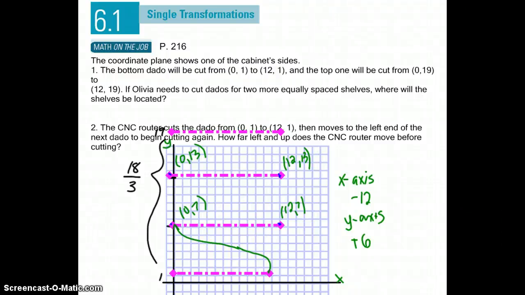Welcome back to Workplace 30. We're on to 6.1, which is titled Single Transformations. You can start by reading Math on the Job on page 216 and then checking in for the following questions.